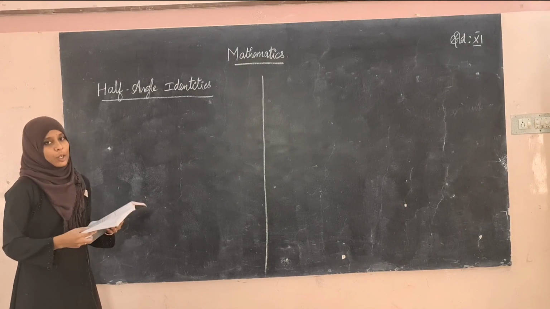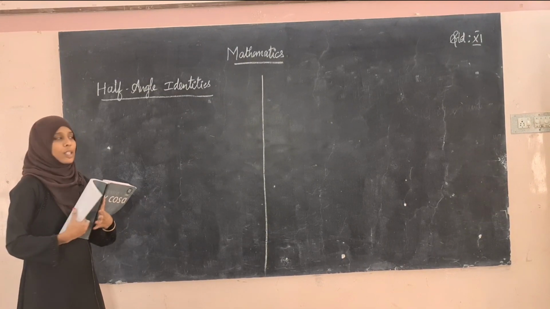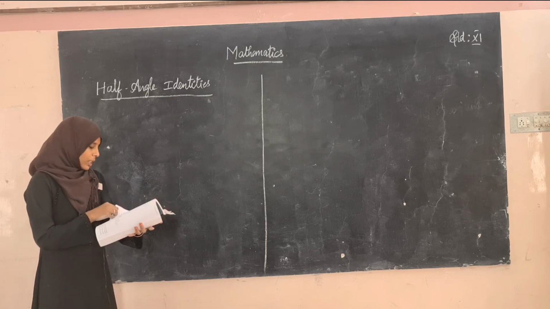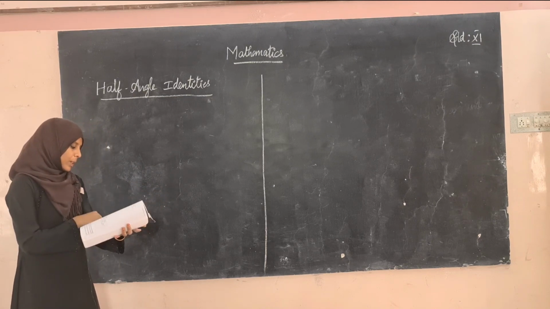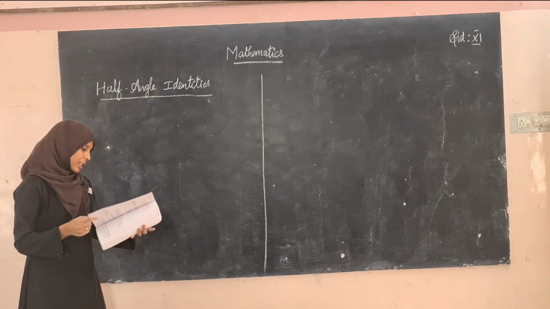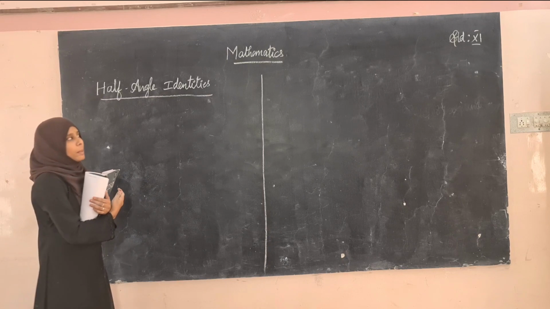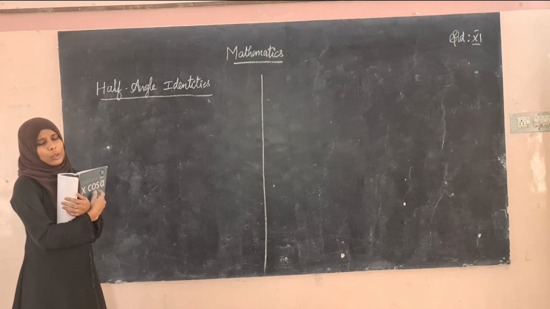So in today's class we are going to start with half angle identities. Till now we have seen the double angle identities, the reduction identities, multiple angle identities, and submultiple angle identities. But here we are going to see about half angle identities.